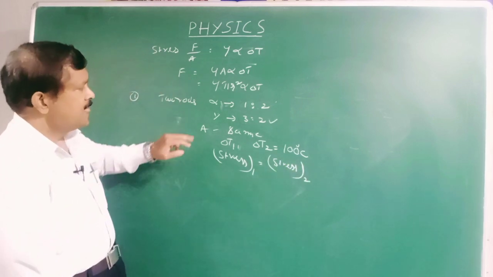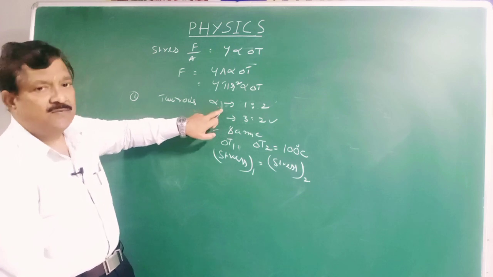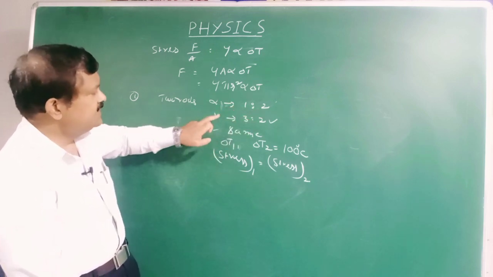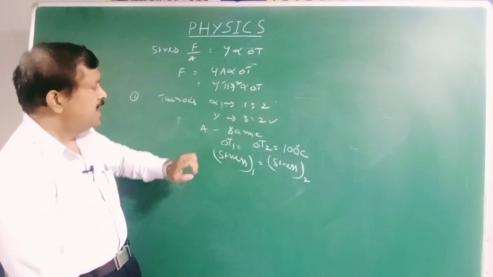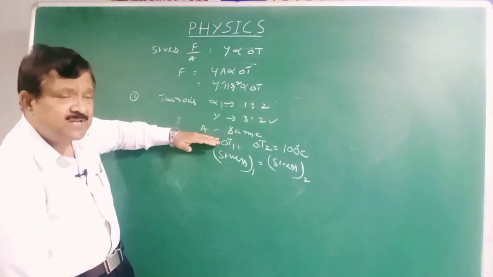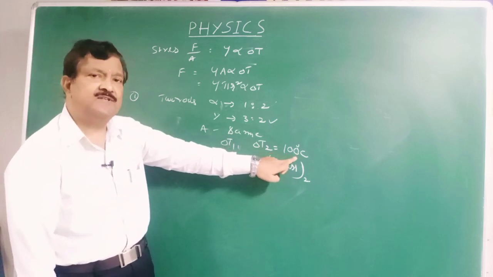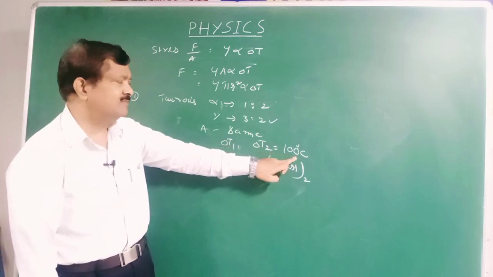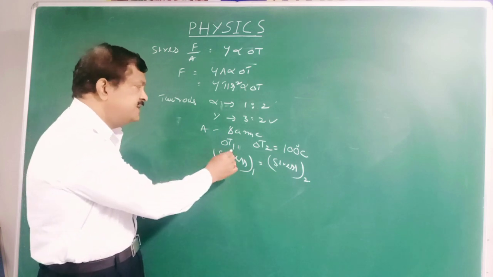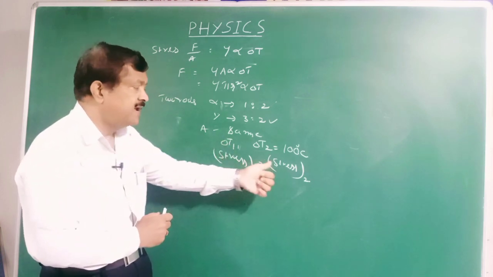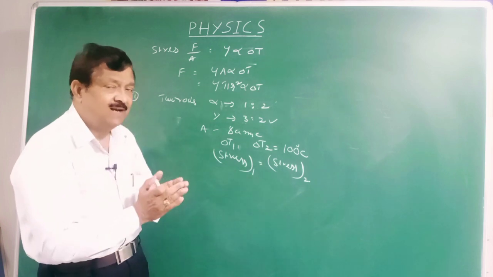Try to understand. We are taking two rods of coefficient of linear expansion in the ratio 1:2, Young's modulus in the ratio 3:2, but they are having the same area of cross section. Now for the second rod, the temperature is increased by 100 degrees centigrade. Now I want the change in the temperature of the first rod so that the stress in the first one and the second one are equal.